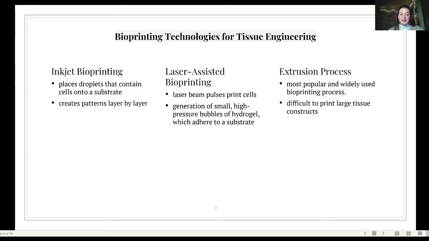Also referred to as LIFT, laser-assisted bioprinting uses laser beam pulses to print cells by the generation of small, high-pressure bubbles of hydrogel, which adhere to a substrate. Extrusion is the most popular and widely used bioprinting process due to its lower cost, good cell viability, decent speeds, and its ability to use a wider range of bioinks. But the cell deterioration for this method makes it difficult to print large tissue constructs.